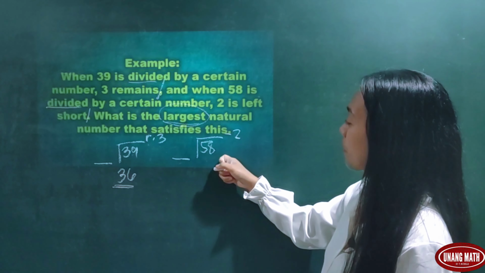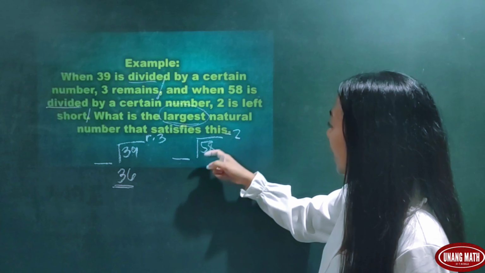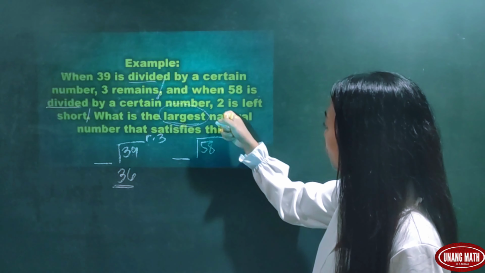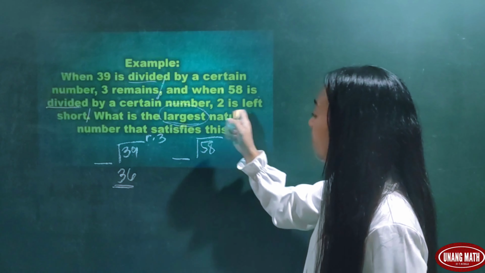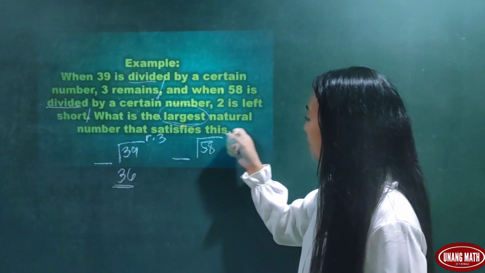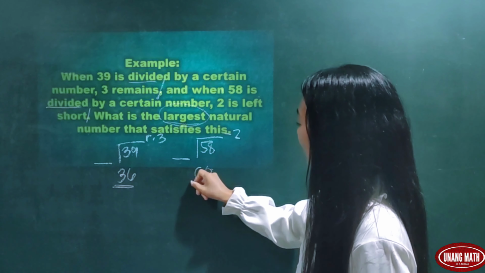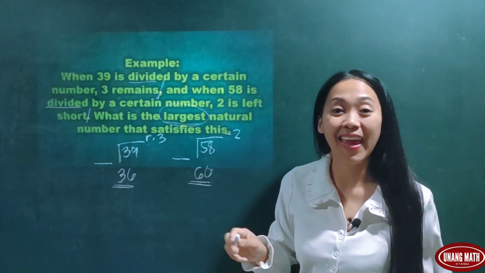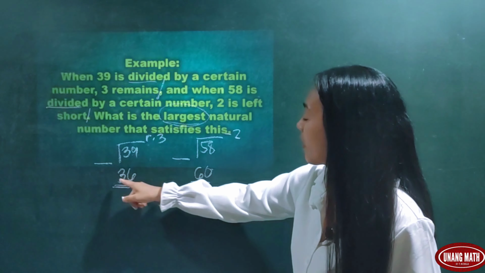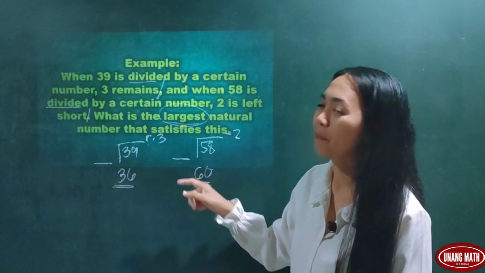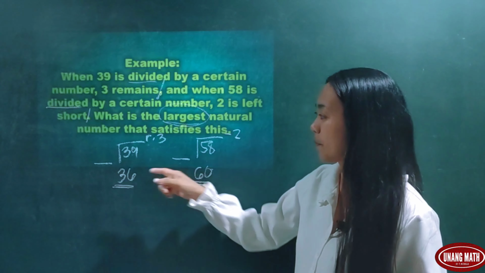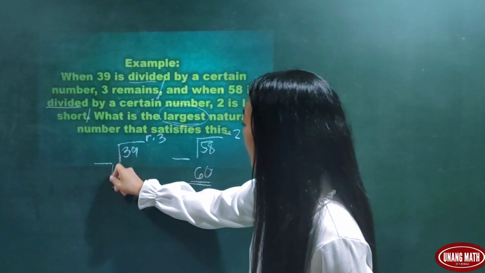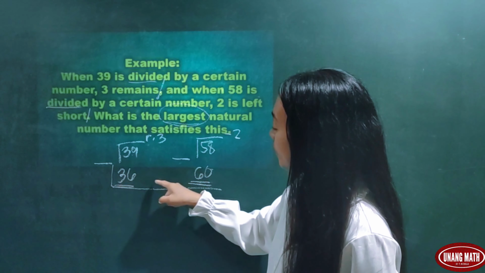How about the second number? When 58 is divided by a certain number, 2 is left short. So we will add 2 to 58. 58 plus 2 is 60. 60 is the exact number. Now that we know the exact numbers, we can find the greatest common factor of these two numbers. Let's use the division method.